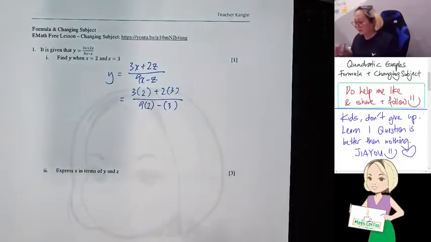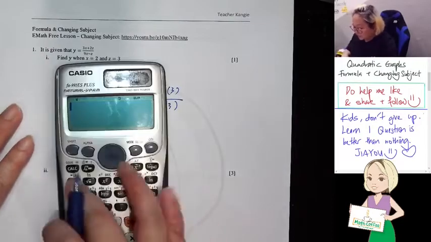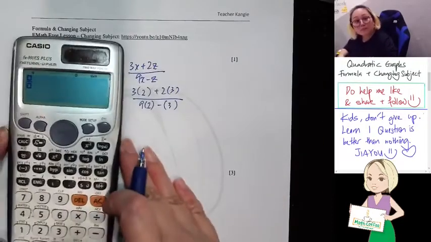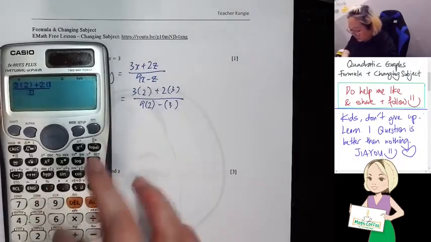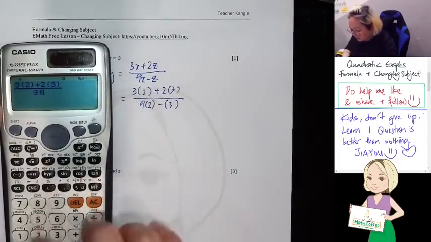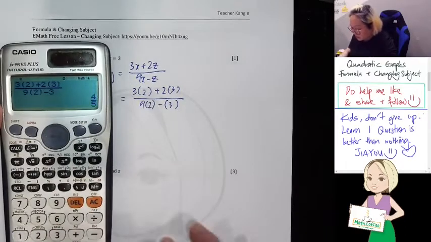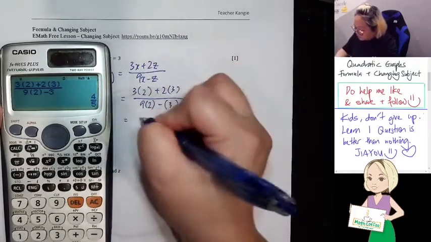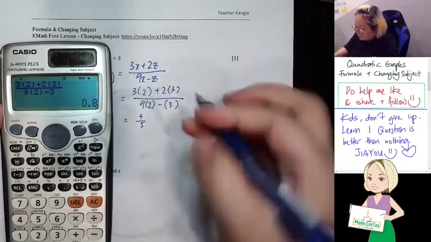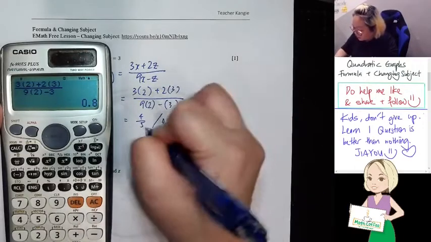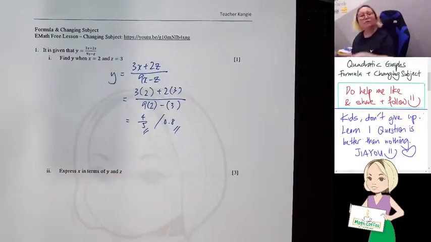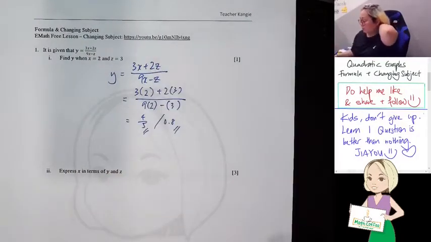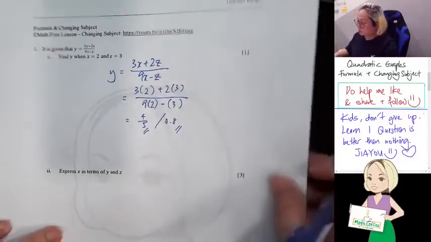Then it's just key calculator. Okay, put a fraction. 3 bracket 2 plus 2 bracket 3 over 9 bracket 2 minus 3. And it gives me 4 over 5. So you can either put as 4 over 5 or put 0.8, also can accept. So this one is just subbing values. Very easy. So most students are not able to do changing subject.